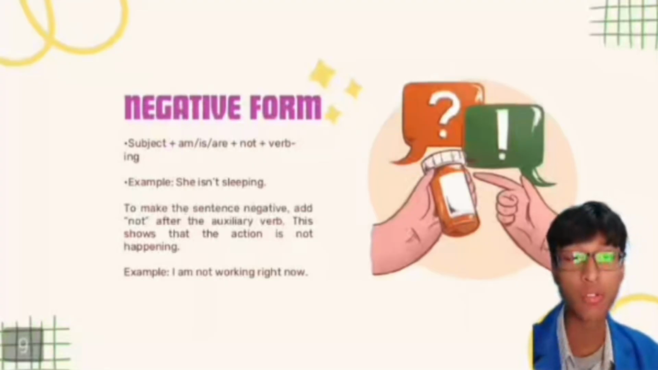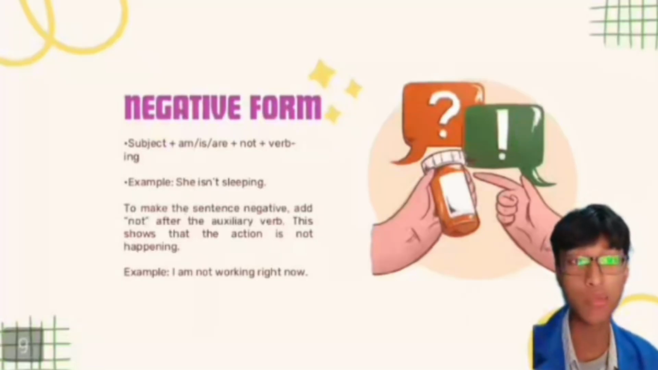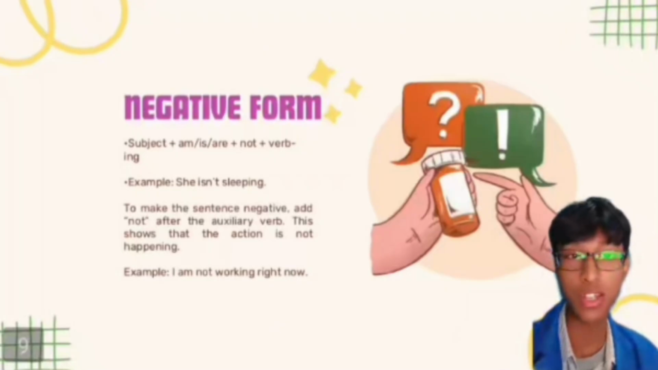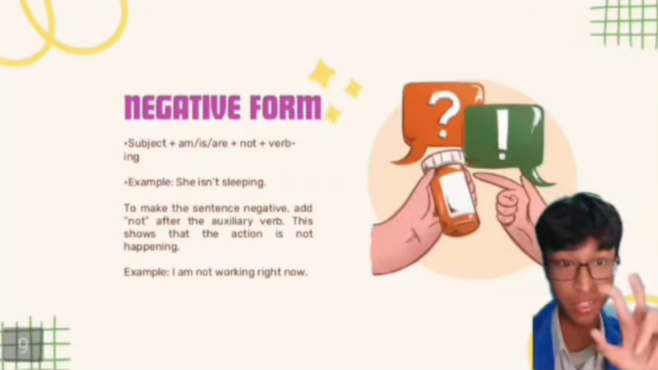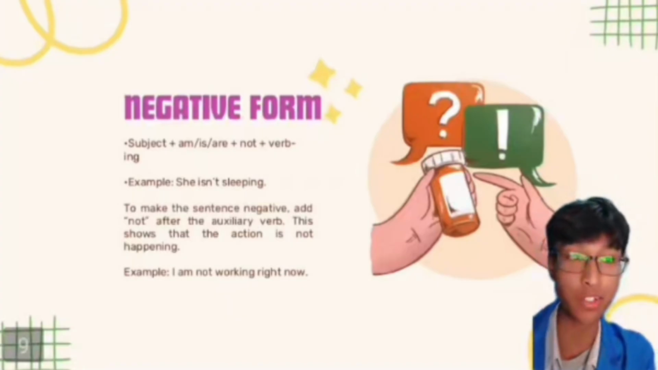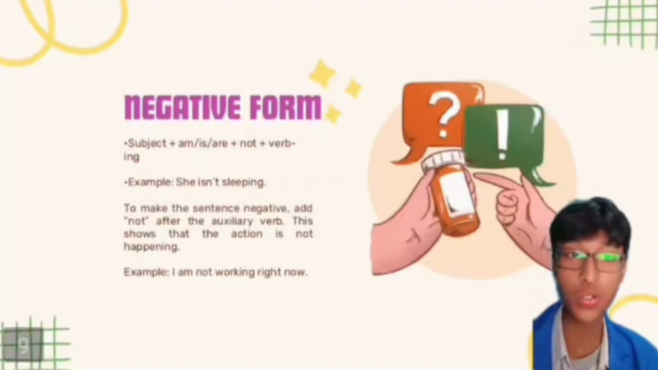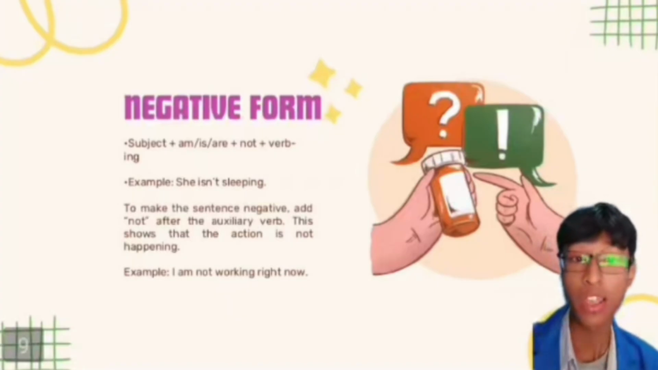And then the negative form. The formula is subject plus am or is or are plus not plus verb-ing. Examples such as, she isn't sleeping. To make the sentence negative, add not after the auxiliary verb. This shows that the action is not happening. Example, I am not working right now.